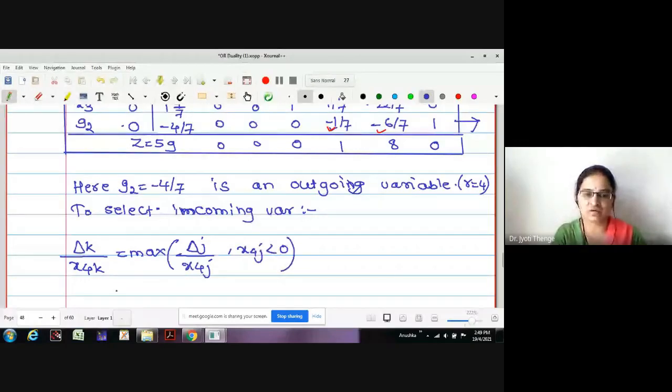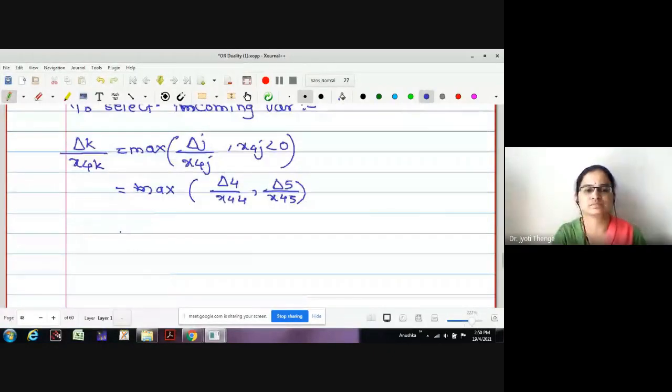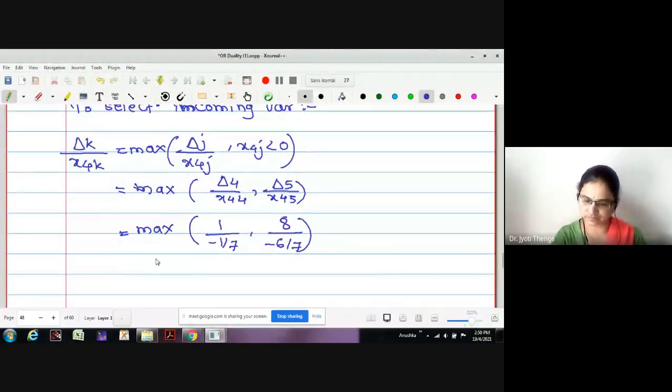Therefore, let me write the corresponding ratios. Delta 4 upon x44 and delta 5 upon x45. Correct? 1 upon minus 1 by 7, and 8 upon minus 6 by 7. How much are the values? First is minus 7. What about the second?